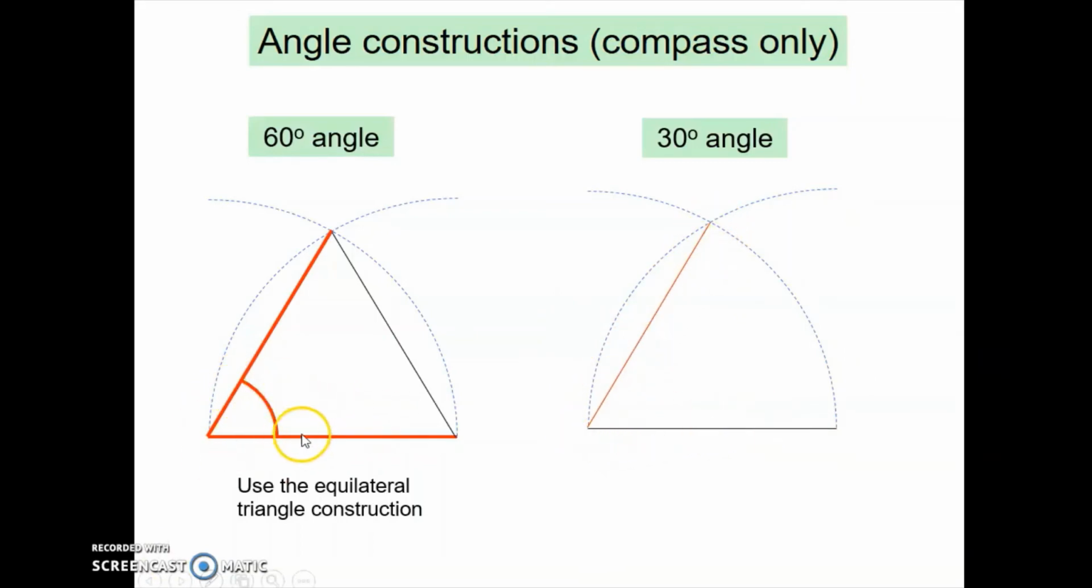Everything is exactly the same as this question so far, but we want a 30-degree angle. So what I'm going to do is take this 60-degree angle and construct the angle bisector. If I split this angle exactly in half, the result will be a 30-degree angle. Okay, so once I had my 60-degree angle, I constructed the angle bisector of that 60-degree angle to be left with a 30-degree angle.